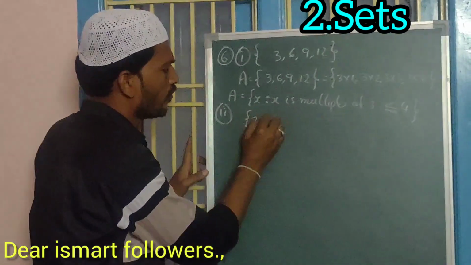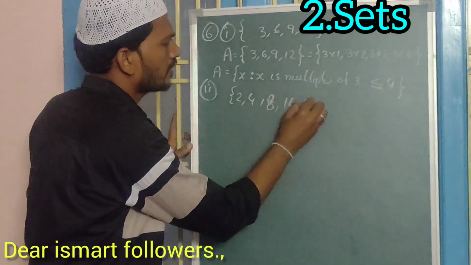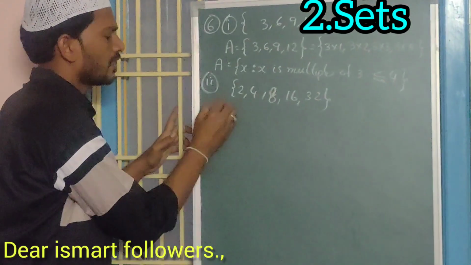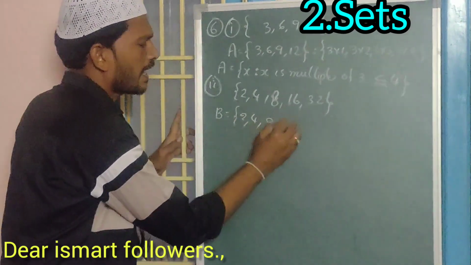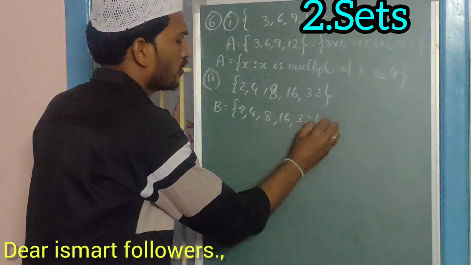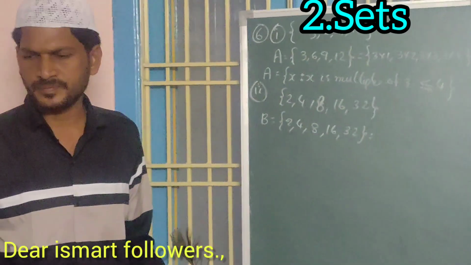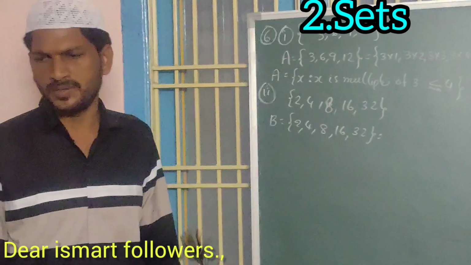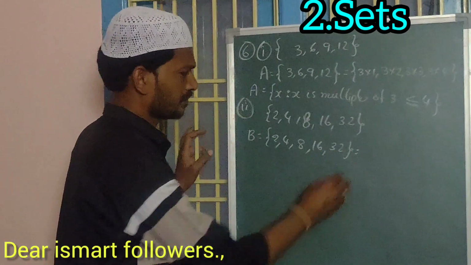2, 4, 8, 16, 32. Here, give the set B: 2, 4, 8, 16, 32. 2 ones are 2, 2 twos are 4, 2 threes are 6, which is not there. So it's not a two table. So how to write this one?